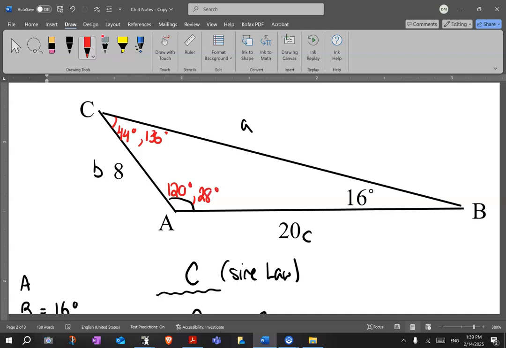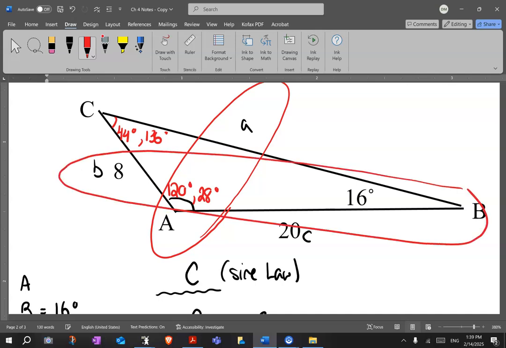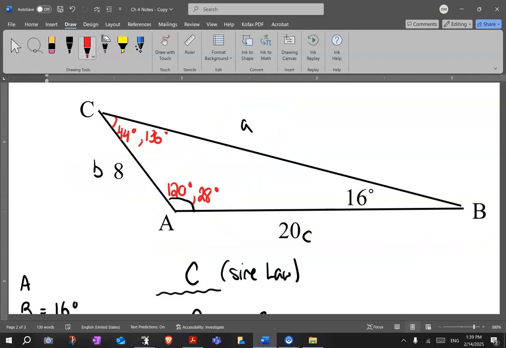So now that I have that, that's the only thing I could do. Now I can find side A. You could use the sine law, or you could use the cosine law. I personally like to use the cosine law, so I'm going to set that up. Because I have to consider the angle as 120 or as 28, I'm going to set up two different cosine laws. I need to find A, but I'm going to use scenario 1, where I use 120, and then scenario 2, where I use 28.